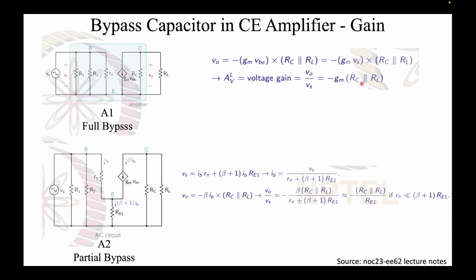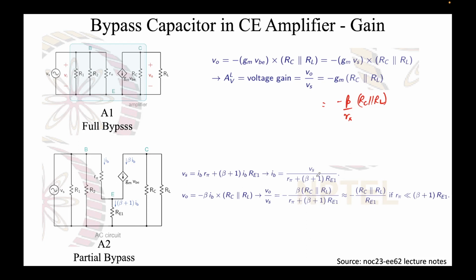Okay, so you can clearly see the gain is different, right? Here the gain is RC parallel RL times gm, and gm is nothing but your transconductance over here. So the gain is different. An alternate way of seeing this is that since your input resistance has increased, beta by R pi is nothing but gm, right? Let me write this. So you can also see it as minus beta RC parallel RL by R pi. Now you can see that the numerator is the same for both of them. However, the denominator is much higher. It's R pi plus (beta plus 1) RE1.